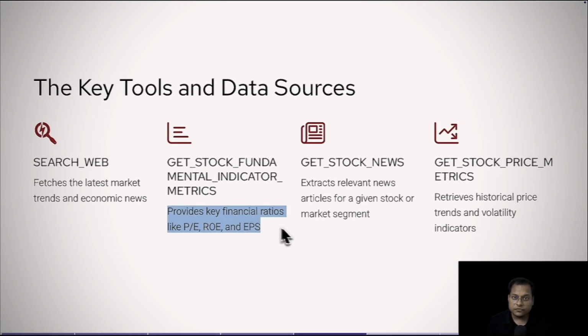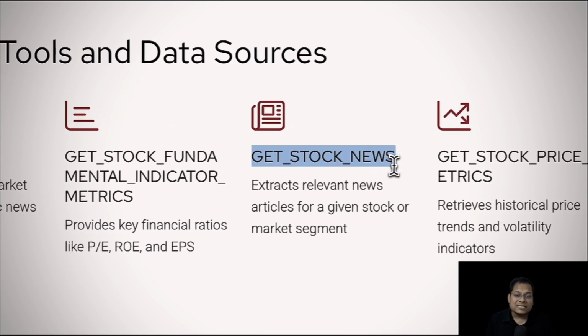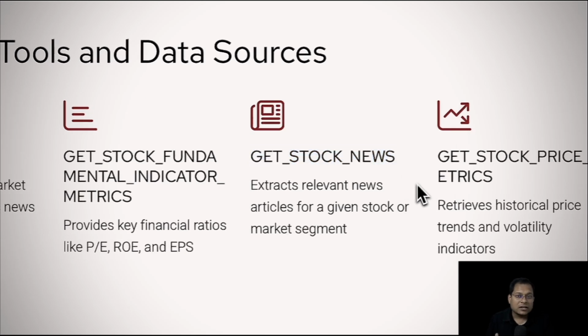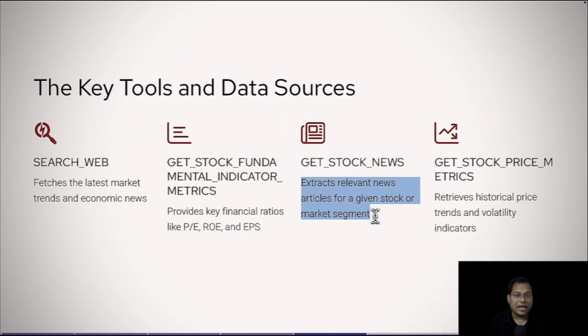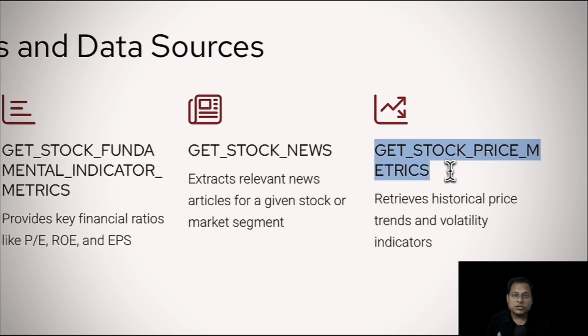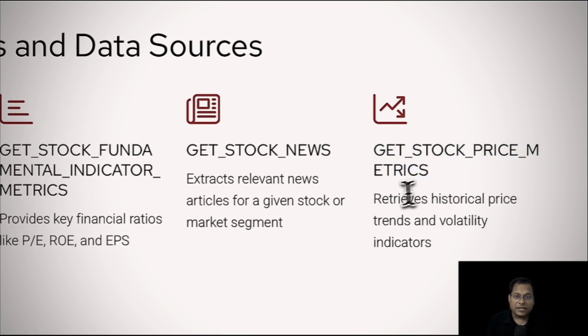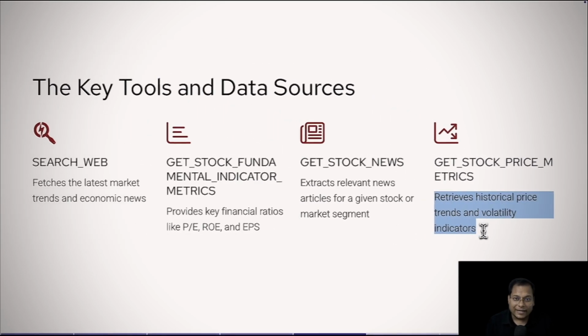The third tool which we are going to utilize is Get Stock News. This tool is diligently going to extract relevant news articles for a given stock or market segment. And then comes the Get Stock Price Matrix tool. This tool is going to retrieve historical price trends and volatility indicators.